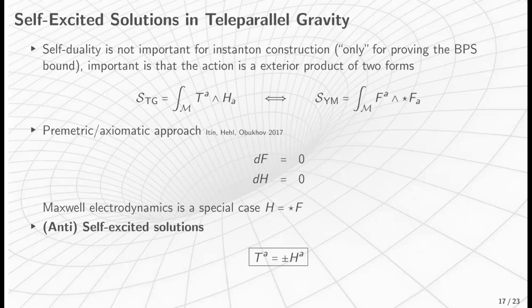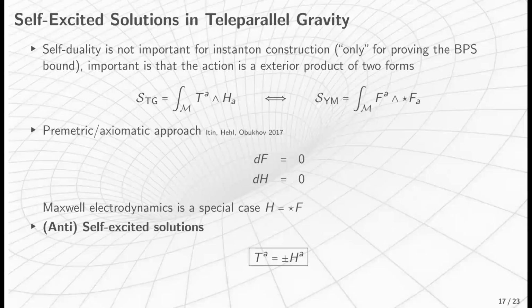In Yang-Mills theory, we were considering these self-dual solutions. Since this H is not your star operator of something, it's actually something different. Nevertheless, we can consider a new kind of solutions, which I call self-excited solutions, because your torsion form equals the excitation form. So if you call those self-dual because the field strength is a dual of the field strength, I call this self-excited because the torsion is equal to its own excitation form. And the anti is the one which has a minus.